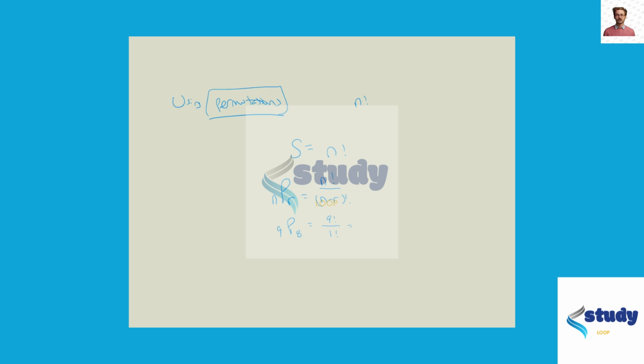And so that would be a sample space of 362,880. I think that's your second box.